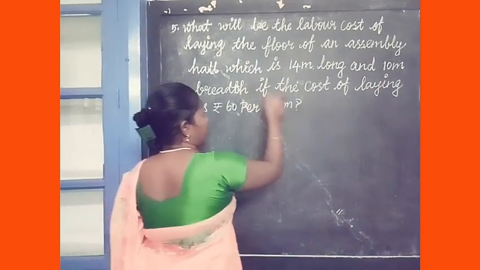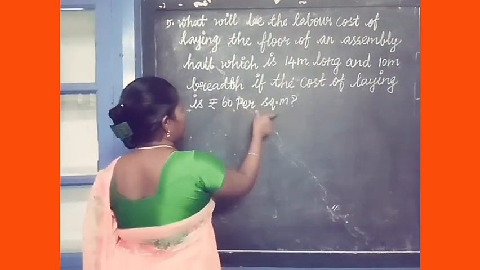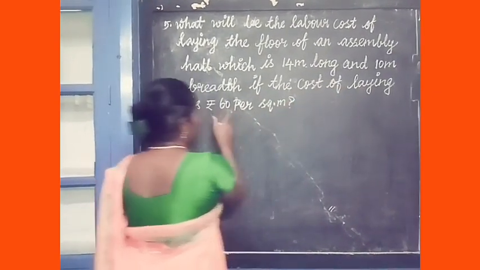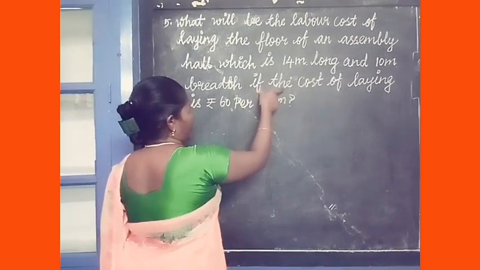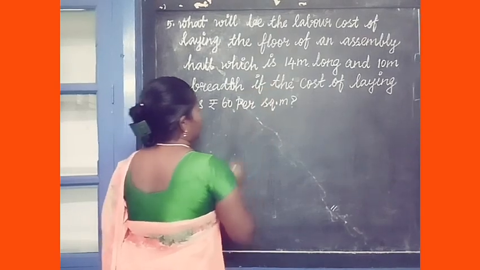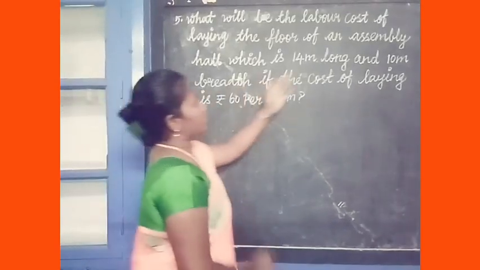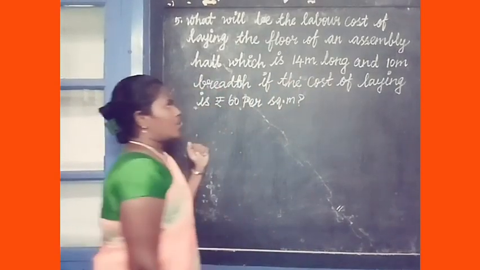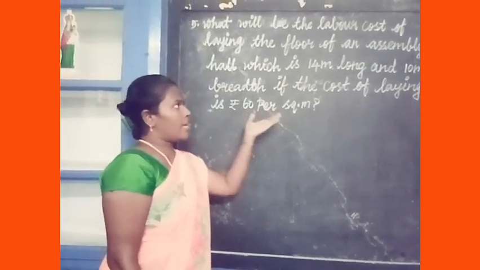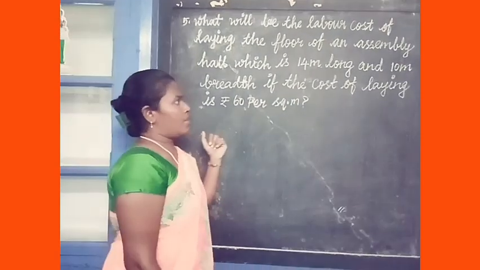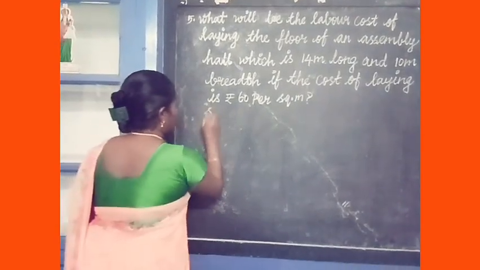We have to find that 1 square meter cost of laying value is rupees 60, means we have to find this value. So in this question, length and breadth value given means what is the formula we have to use? We have to use the area of a rectangle formula. So first we write solution.